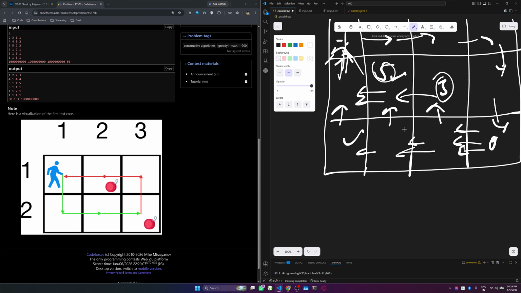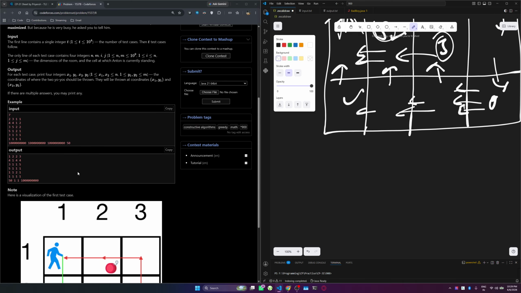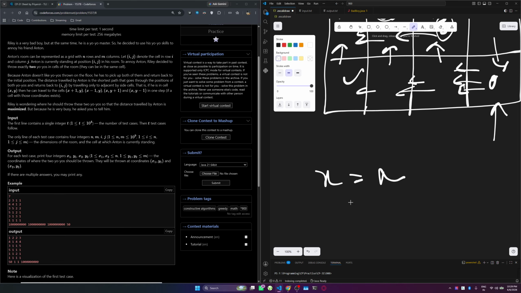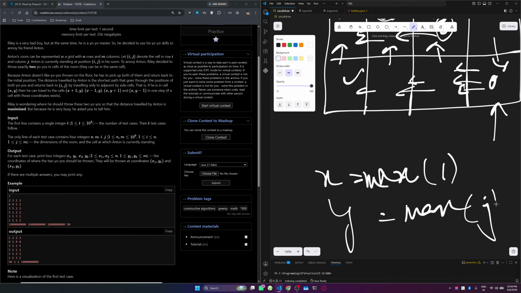So isn't it that we can just put the last one at the last cell that we have? So x is equal to the maximum cell that we have, and y is also the max that we have, max i and max j.